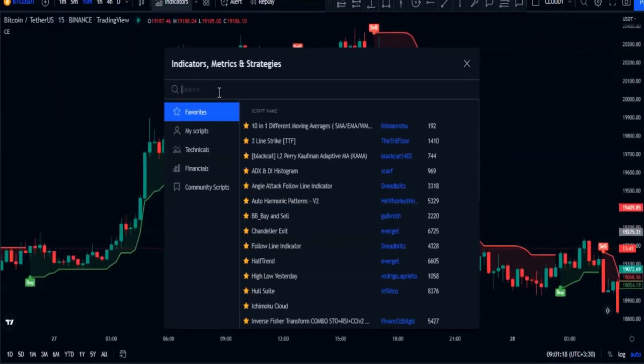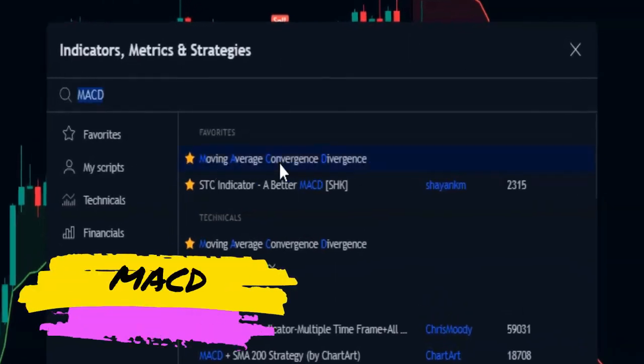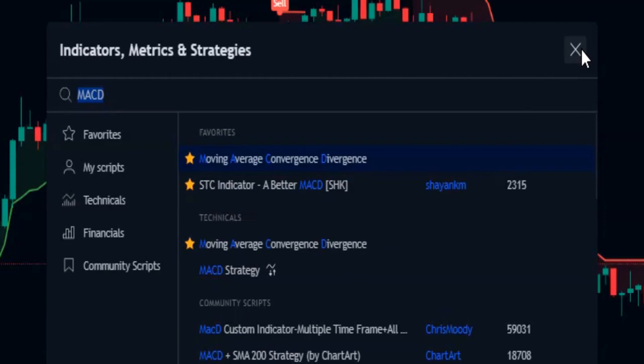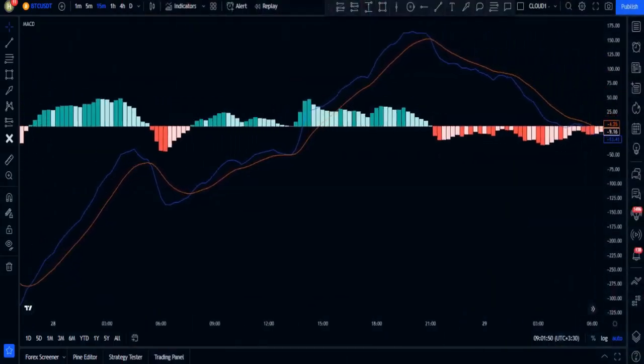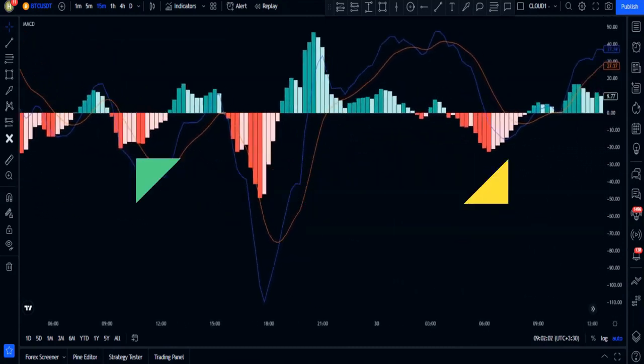Therefore, in the indicator section search for MACD, or moving average convergence divergence, and add it to your chart by clicking on its name. This is how our MACD indicator looks on the chart. The MACD consists of the histogram, signal line, and the MACD line.